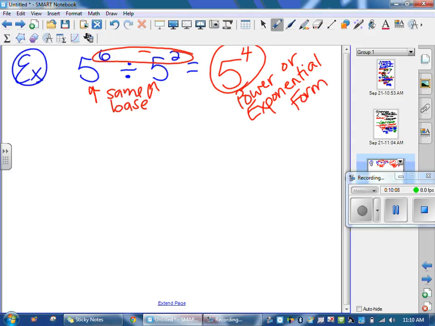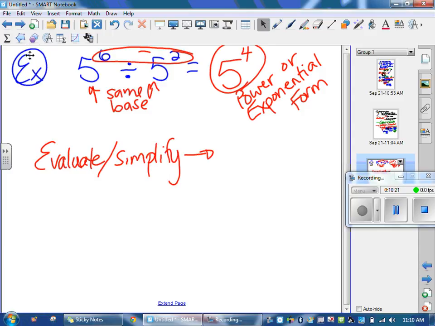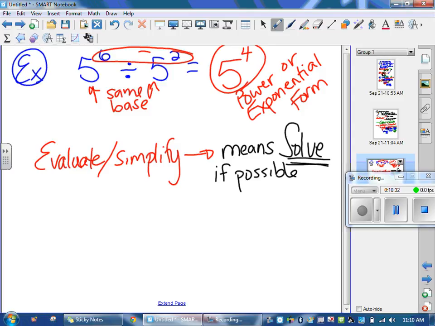If it says evaluate or simplify, that means you have to solve it, solve it if you can. So we would take our 5 to the 4 and solve it to get us 625. That would be our answer.